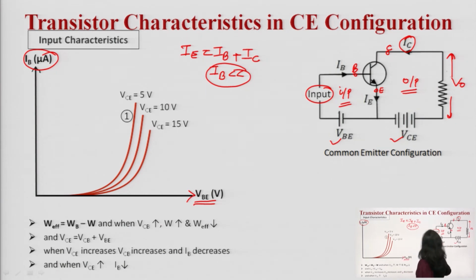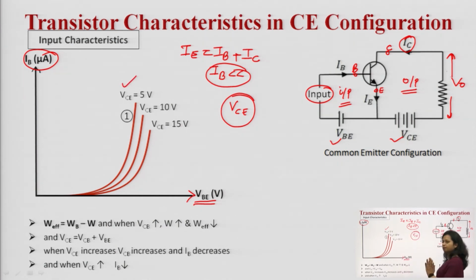Now you can see over here, you have to plot the curve between IB and VBE by keeping the output voltage constant. Output voltage means VCE. Now for different VCEs, you have to plot this characteristic curve. First, let us see the case for VCE equal to 5 volts. What happens?